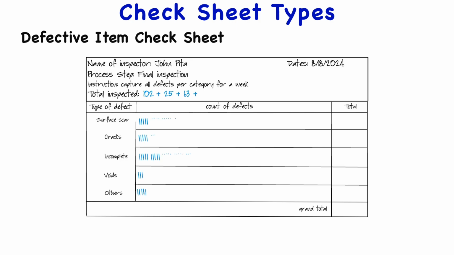The period of this check sheet is a week. Capture the quantity of units inspected and captures 5 categories of defects: surface scars, cracks, incomplete, voids, and others. This check sheet tells the improvement team which defects have more occurrences to concentrate the efforts on those to reduce the total defects.